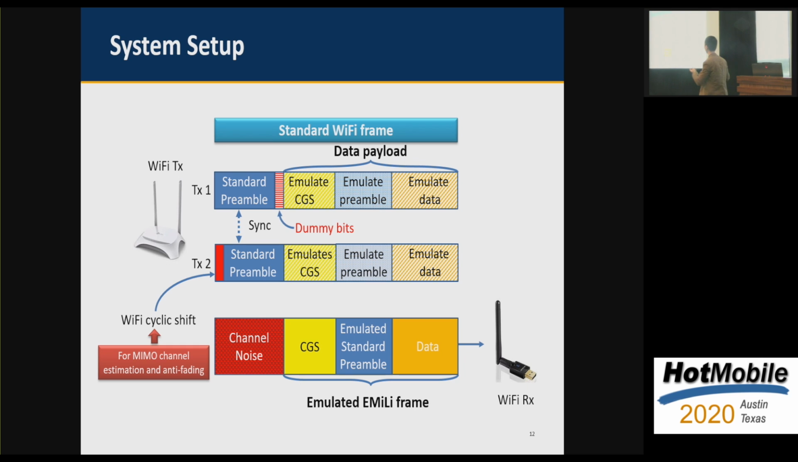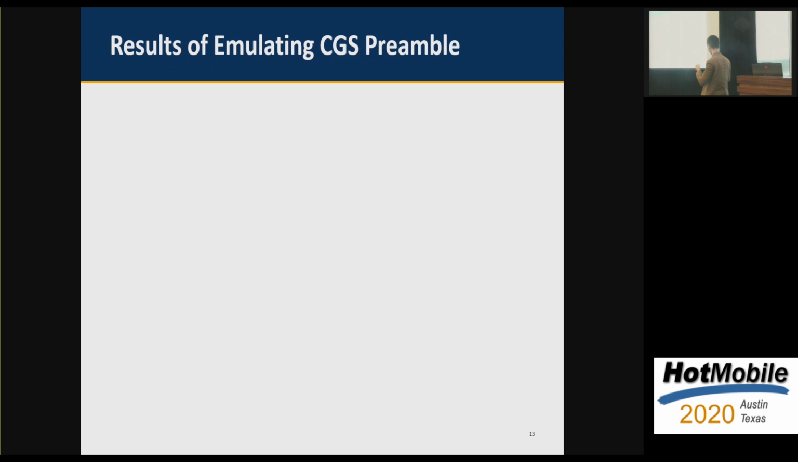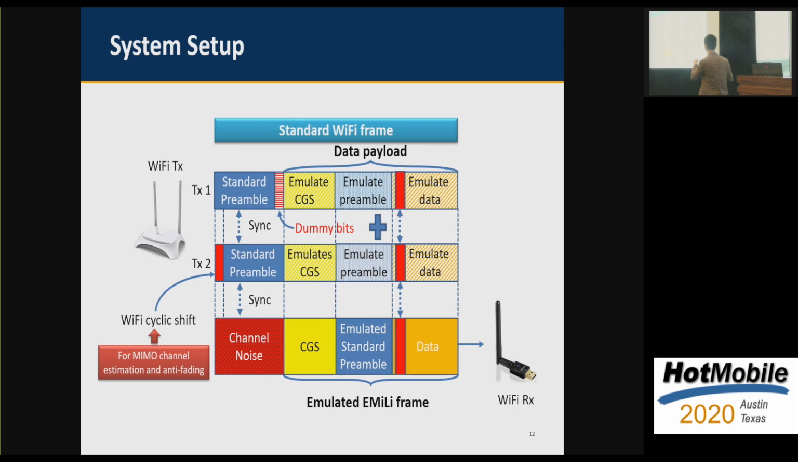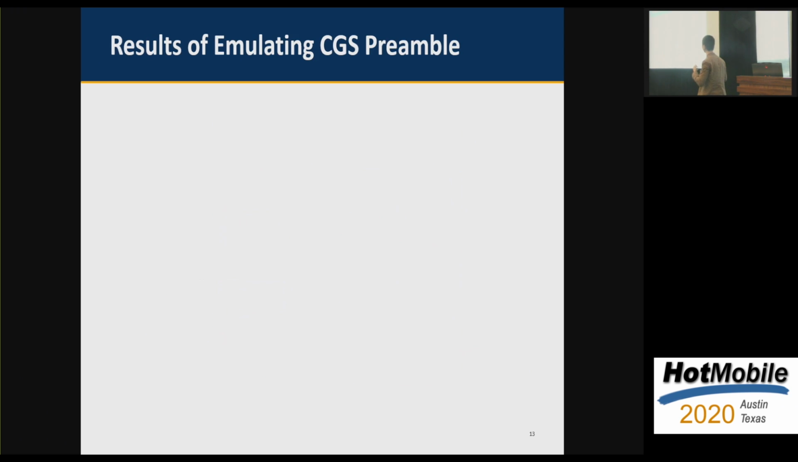We can basically just play some dummy bits to compensate for that shift, so that the rest of the data payload we can control to be perfectly synchronized. So at the receiver side, you're showing a perfect correlation, showing a perfect emulation.